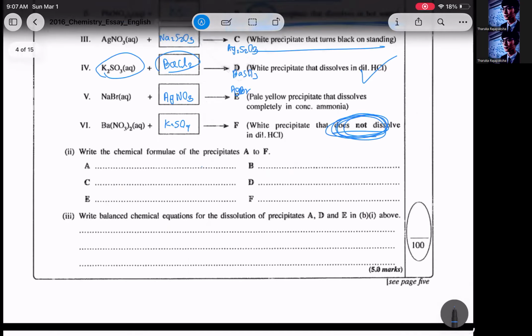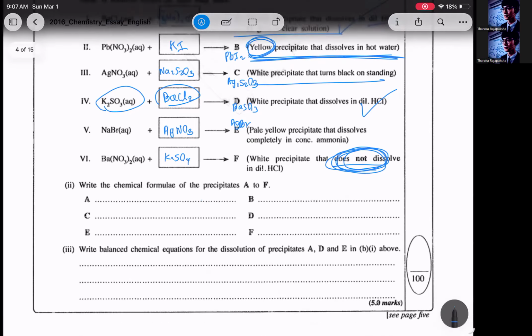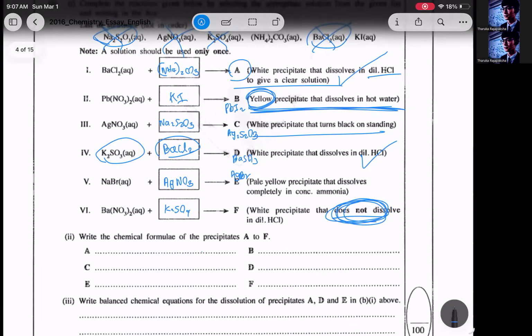Write the chemical formula of the precipitates A to F. Now A is going to be barium carbonate. B is going to be PbI2. And C is going to be Ag2S2O3. D is going to be barium sulfite. E is going to be AgBr. And F is going to be barium sulfate.